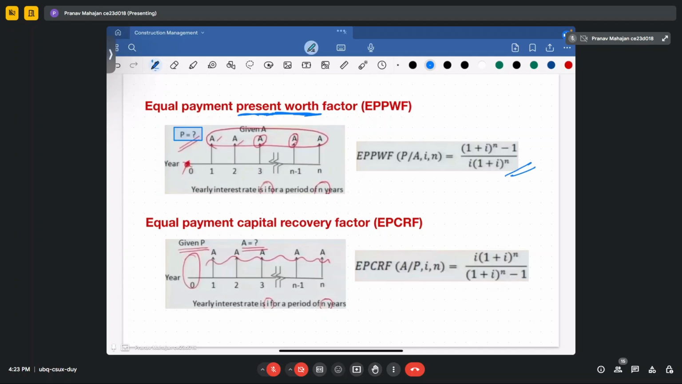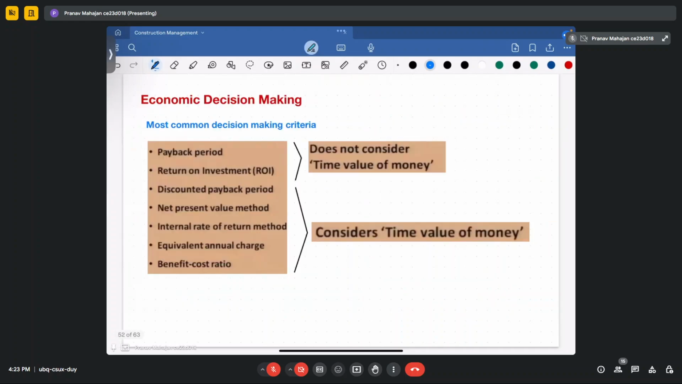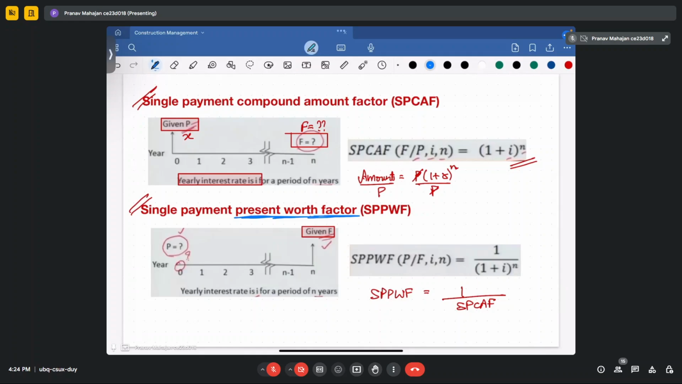Another thing is the reverse of this. When you are expected to calculate the equal payment capital recovery factor, P is given to you and you are expected to calculate the value of A. How will you calculate it? Same as earlier, you will invert the equal payment present worth factor. So the equal payment capital recovery factor is the inverse of the equal payment present worth factor. These are the different factors available to calculate the amounts. So you have a total of 6 factors.